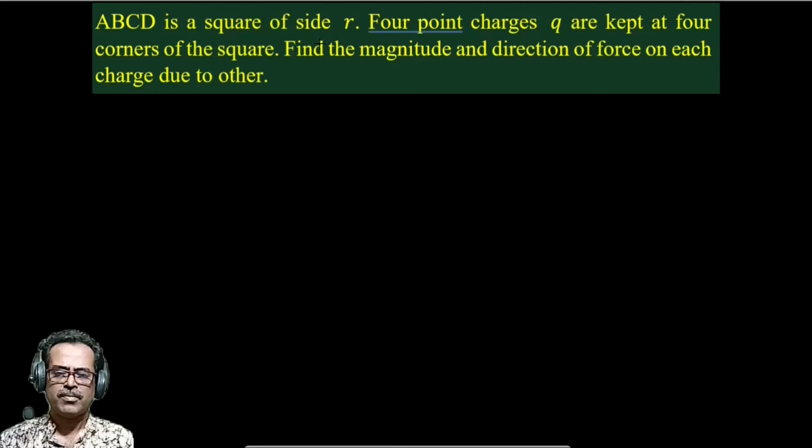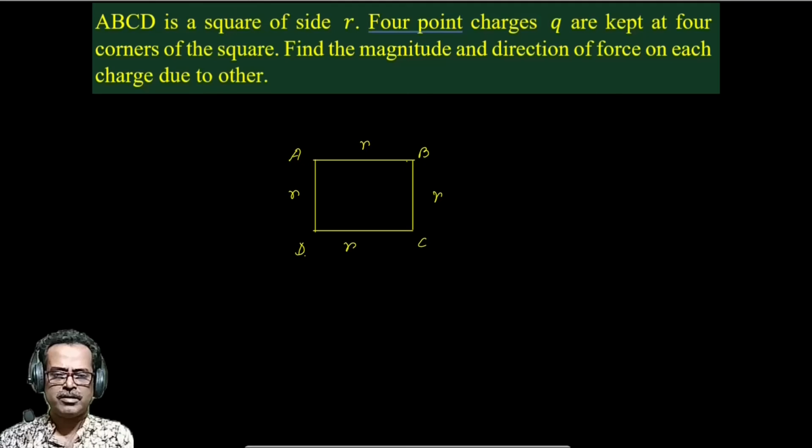ABCD is a square of side R, 4 point charges Q are kept at 4 corners of the square. Find the magnitude and direction of force on each charge due to the others. Okay, and this is a square ABCD and side R and charge Q at 4 corners.